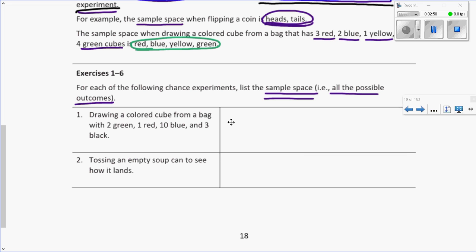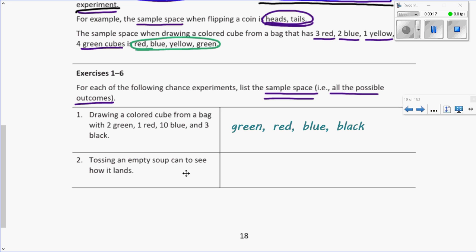Okay, so we could pull out what color? We could pull out green. We could pull out red. We could pull out blue, or we could pull out black. Okay, that's it. That's all there is to sample spaces. It doesn't say which one is the greatest chance of happening, which one's the least chance of happening. It's just saying what are the possible outcomes. So you could pull out green, red, blue, black.